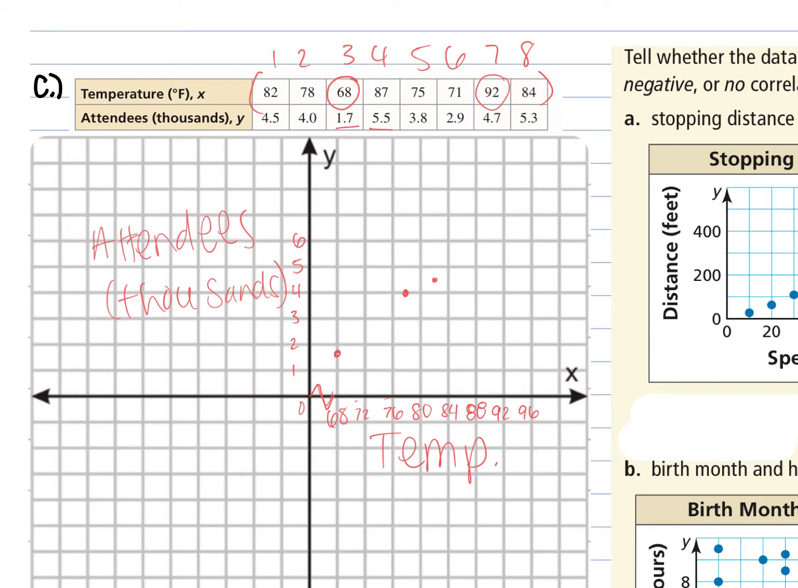You guys see that for 1.7? Okay. 87, so just before 88, and then 5.5. 75, and then 2.9, so just below 3. 71, and 2.9. Wait, I did that wrong. It was 75 and 3.8. There we go. And then 71 and then 2.9, just below 3. And then 92 and 4.7. And then 84 is at 5.3.